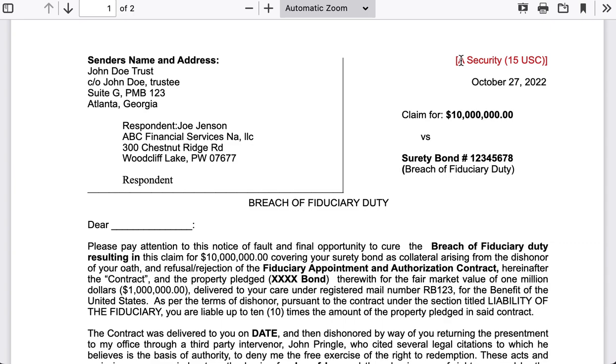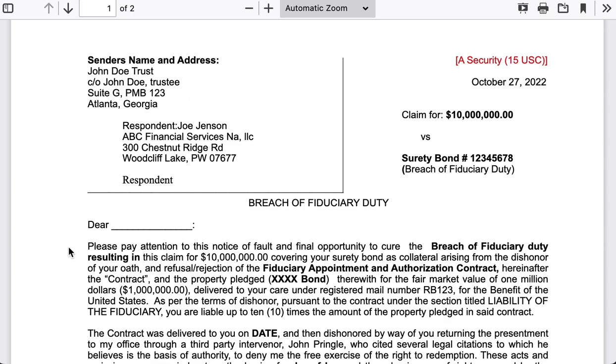Where does the claim come from? It arises out of a contract. So again, this looks like legal proceedings, although it is not to be recorded in any type of court. But this is to let you really know, if you're receiving this, what time it is.